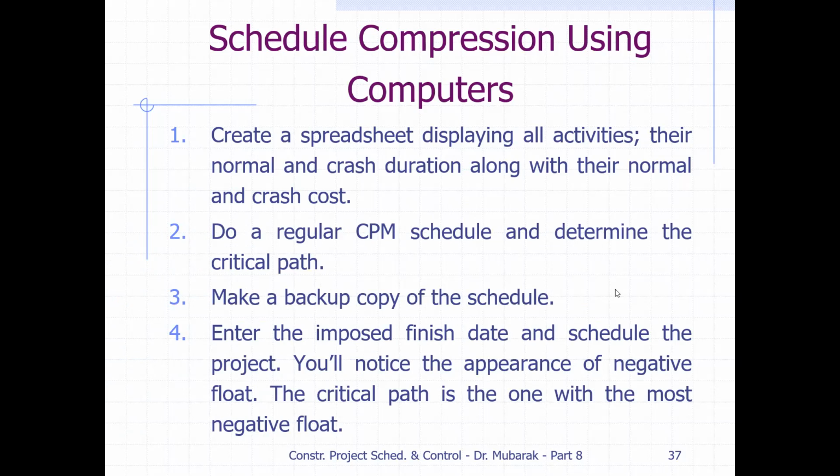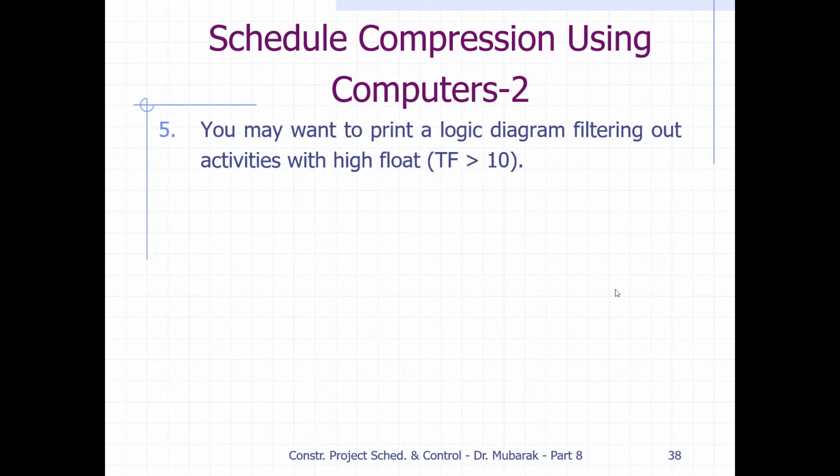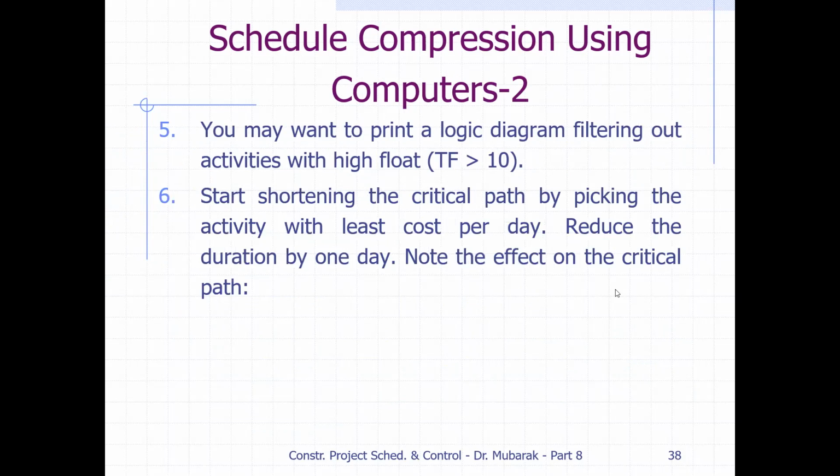You will notice the appearance of negative float. With the imposed finish date, there will be a negative float. The critical path is the one with the most negative float. So the critical path will be where the negative float is the highest in the computer. You may want to print a logic diagram, filtering out the activities with high float, so you can see the logic diagram.